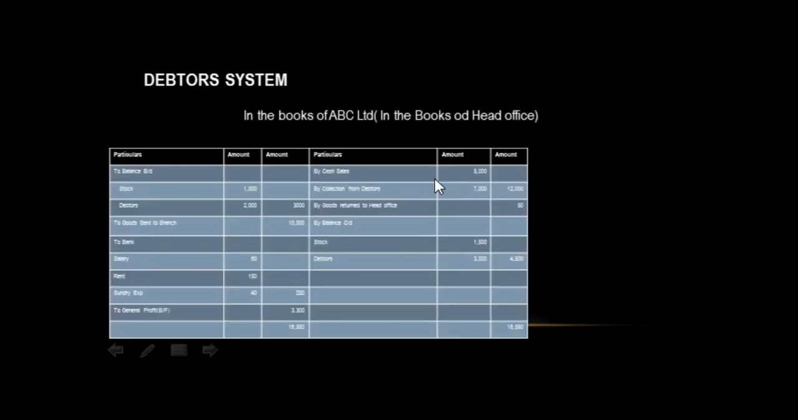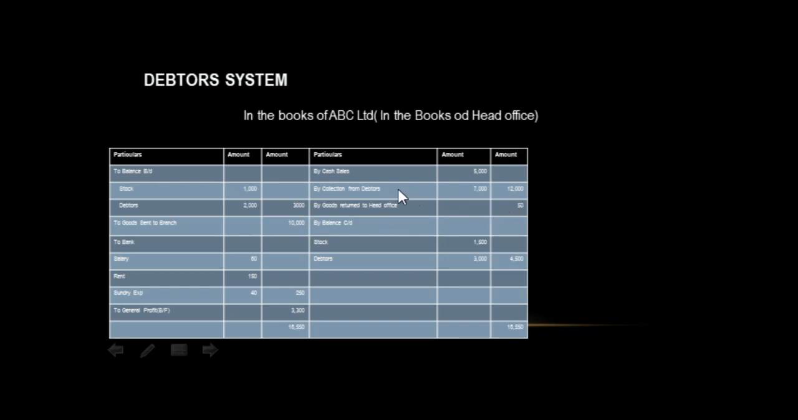So under the heading cash, cash sales and collection from debtors have to be added, and that 12,000 should be shown on the credit side. This amount is sent to the head office, right? Similarly, goods sent to branch should be shown on the debit side, and goods returned to head office should be shown on the credit side.